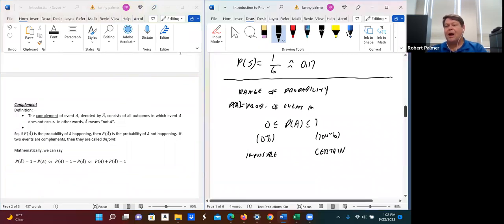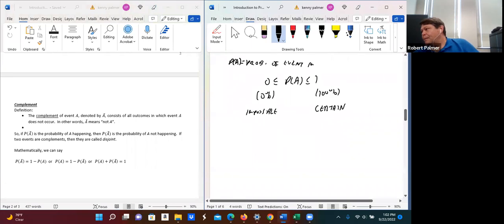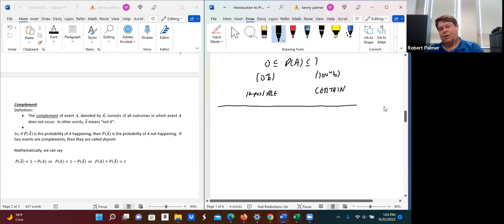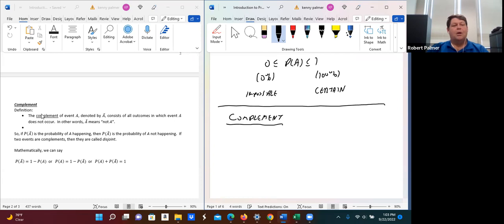Now, let's also talk about the idea of a complement in probability. First, let's explain what a complement is. All right, so it says a complement of event A, denoted by A with a bar, we'll call it A bar, consists of all the outcomes in which event A does not occur. In other words, A bar means not A. So let's explain what this means.